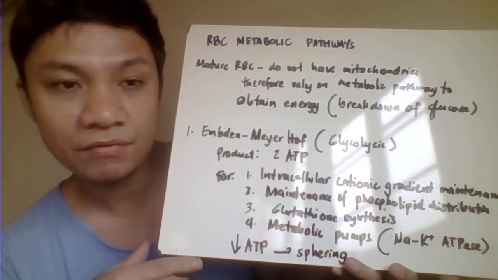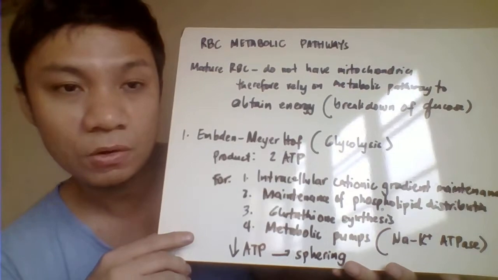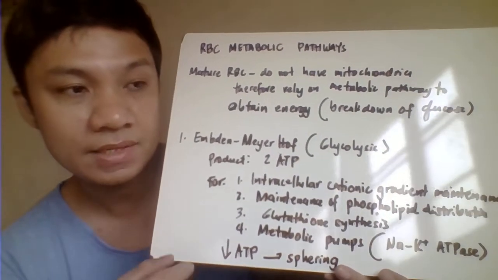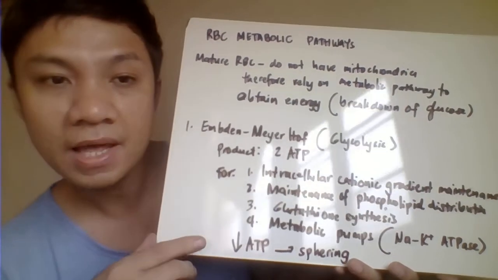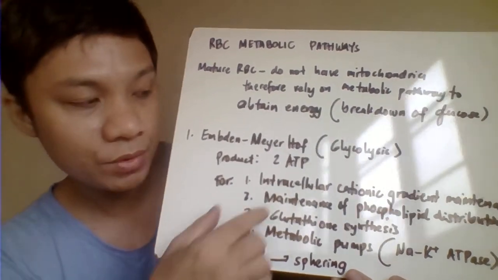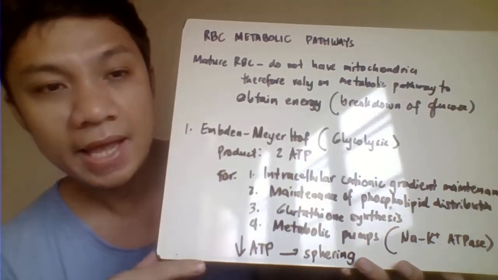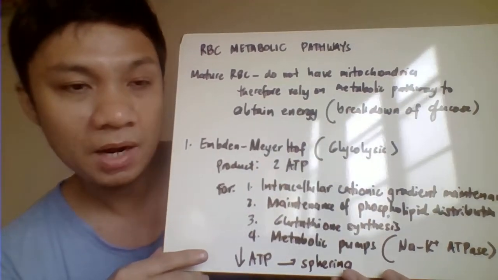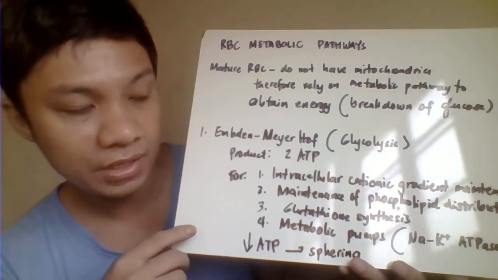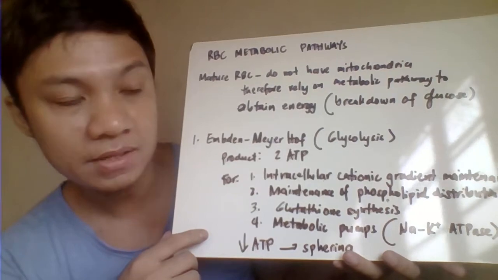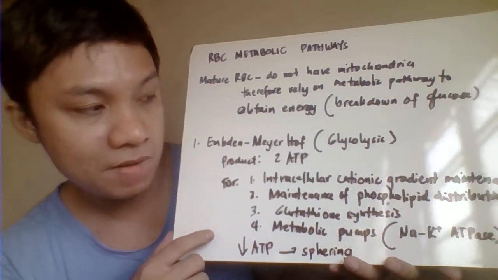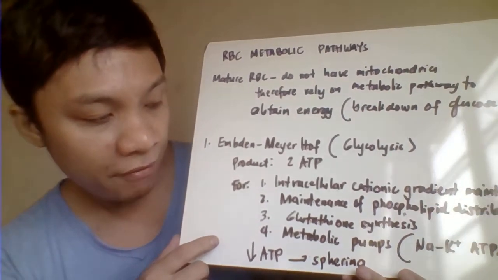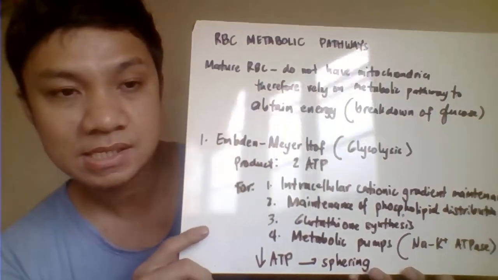Along the process of the breakdown of your glucose to produce pyruvic acid, you are generating ATP. The main product produced here with your glycolysis would be the 2 ATP. ATP is needed here by our RBC for the following. Number one, for the intracellular cationic gradient maintenance, for maintenance of the phospholipid distribution, for the glutathione synthesis.